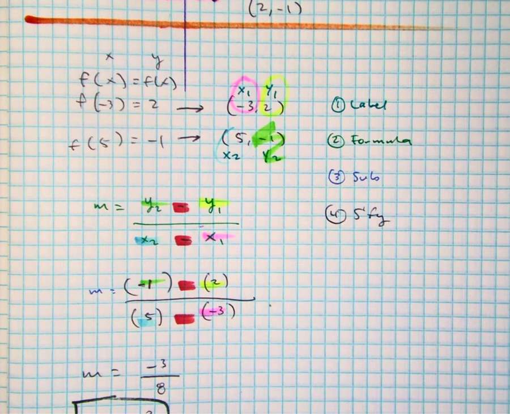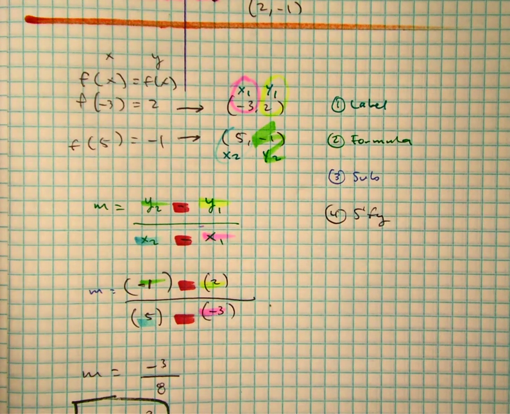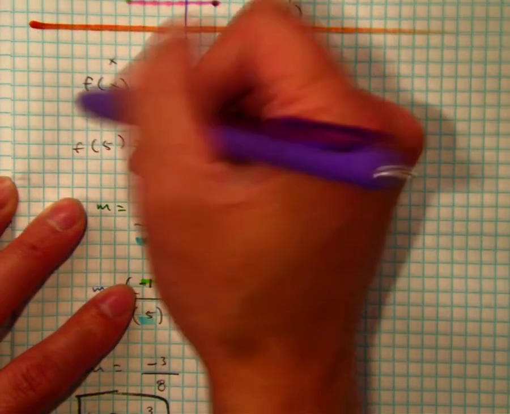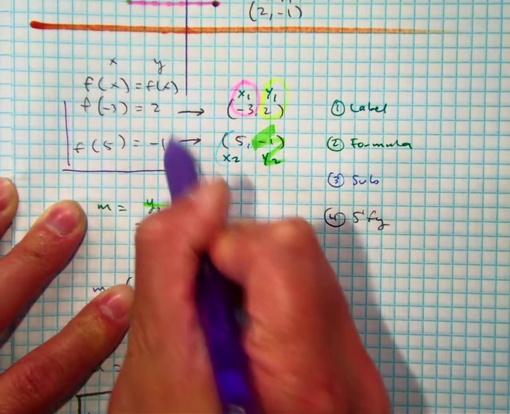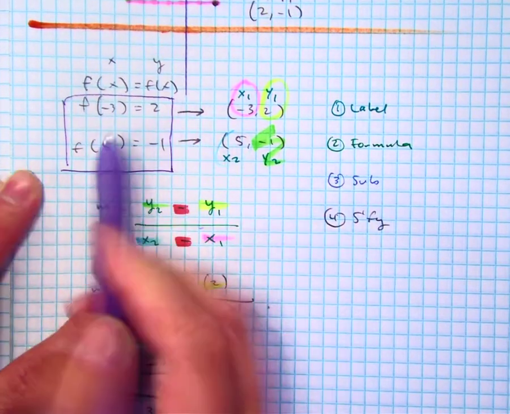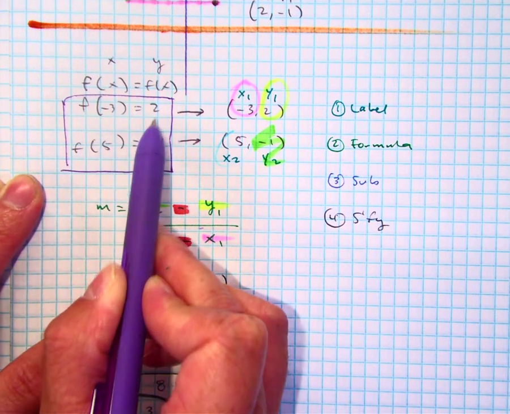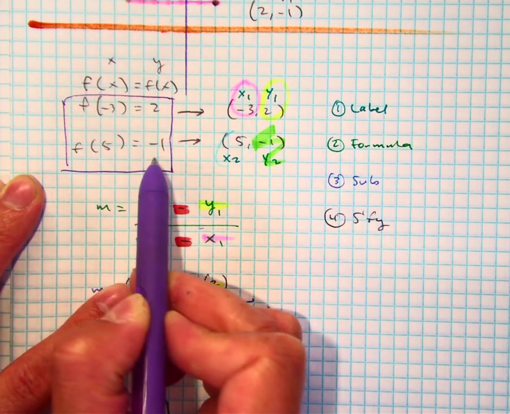Alright, so here in this problem they give you function notation. They gave you this here in this box: f of -3 equals 2 and f of 5 equals -1.